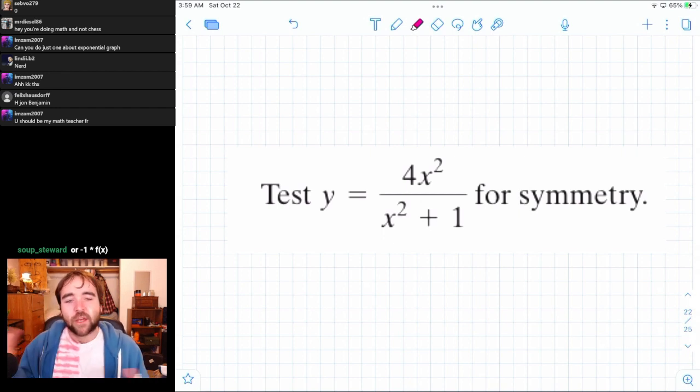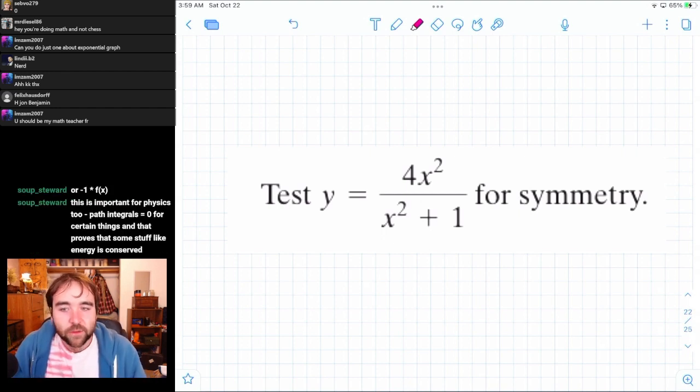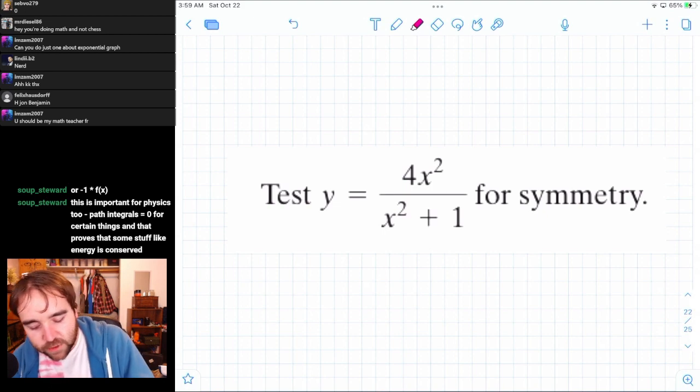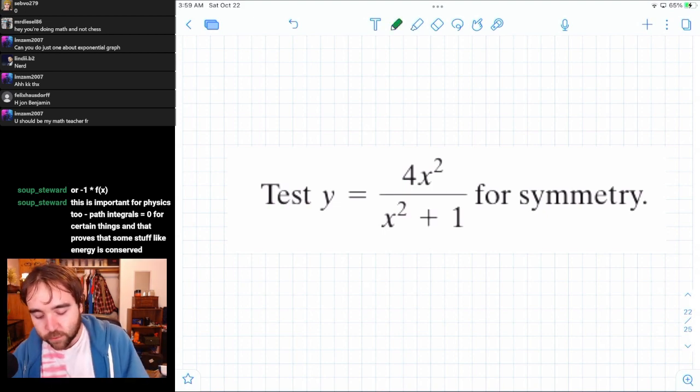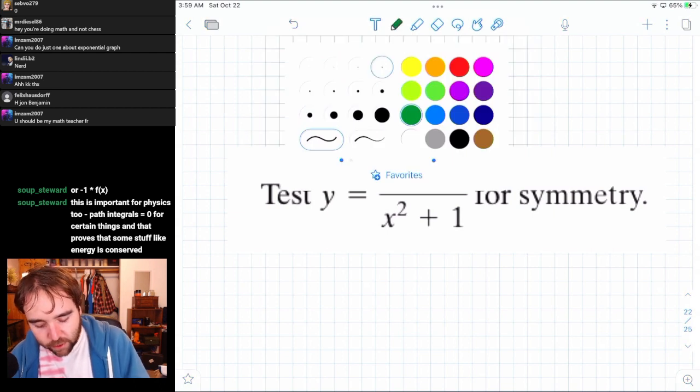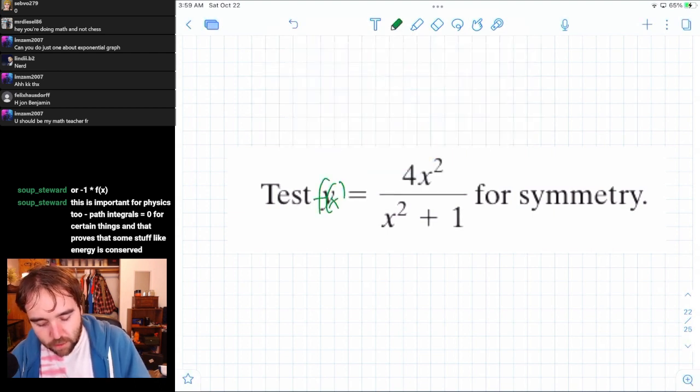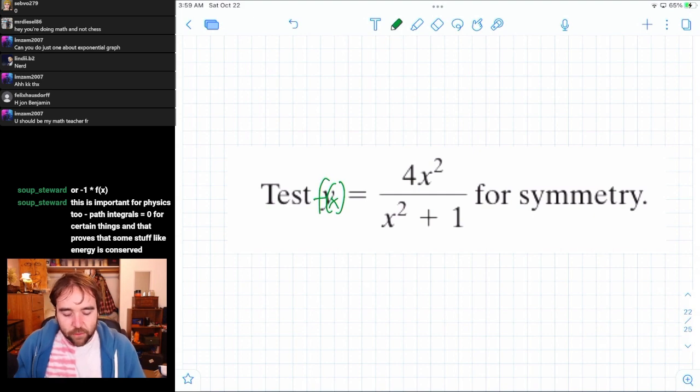So here we're testing to see what symmetry this is. First off, let's remember this is super critical. Y is the same thing as f of x, so we're just going to replace that. F of x equals 4x squared over x squared plus 1.